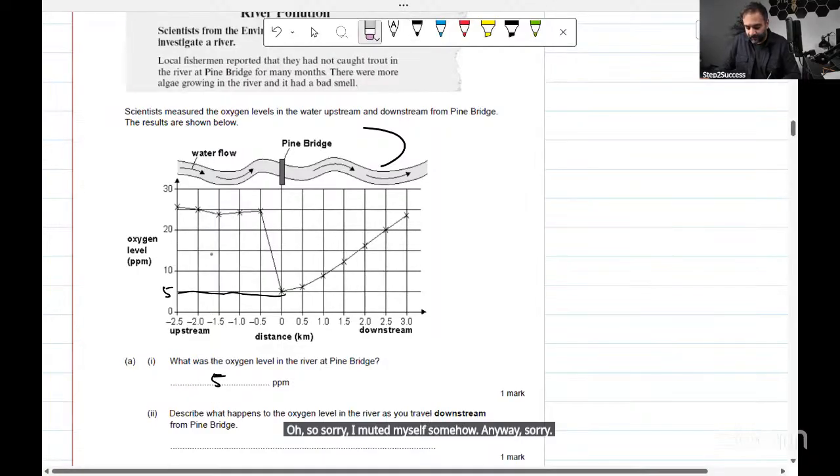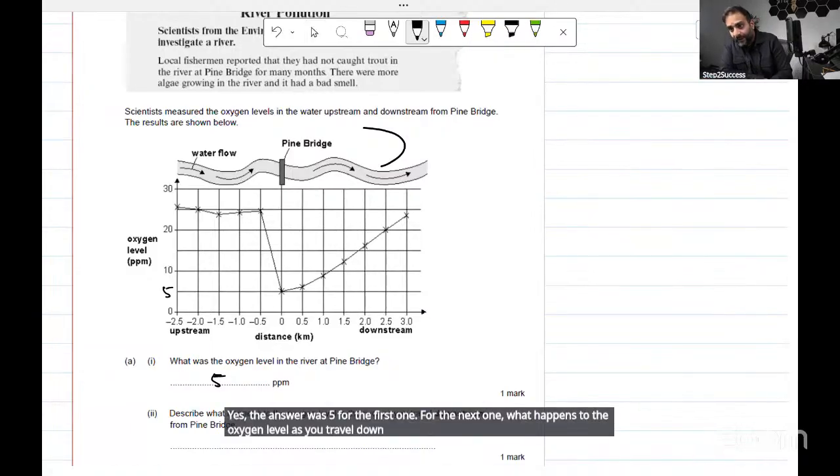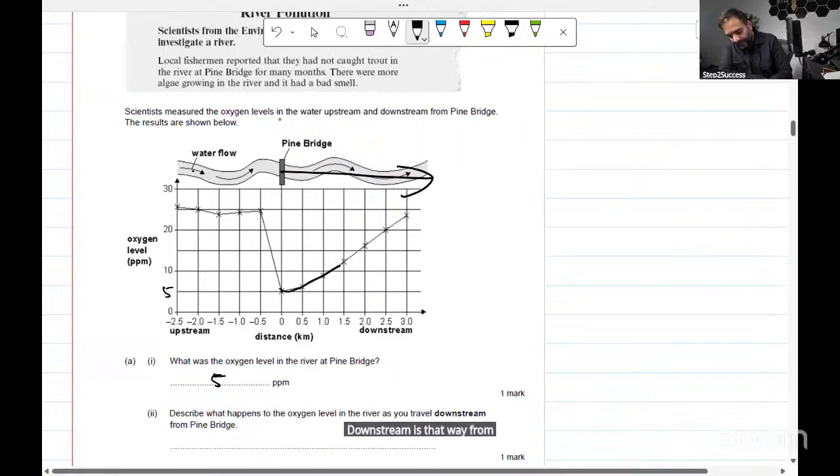Yes, the answer was five for the first one. For the next one, what happens to the oxygen level as you travel downstream? Downstream is that way from Pine Bridge, and then it increases, as you can see there.